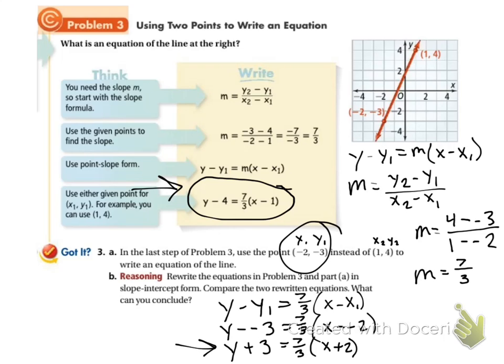Okay? If we distributed it and simplified it and put it into slope-intercept form, the one we did in the last section, they would look exactly the same. So even though they look different, they're still both correct answers.